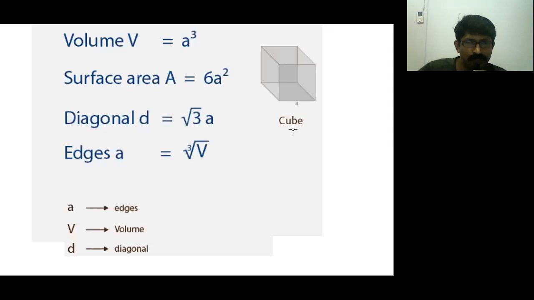Now, what is edge? Edge means this side. If volume is given to you, if you just do the cube root of volume, you're going to get the side. Are you getting it? So A stands for edge. Edge is nothing but the side of the cube. V stands for volume of cube. And D stands for diagonal of cube. I hope you understood till here. So you can pause the video, and if you're not finished, write down all these things and go ahead.